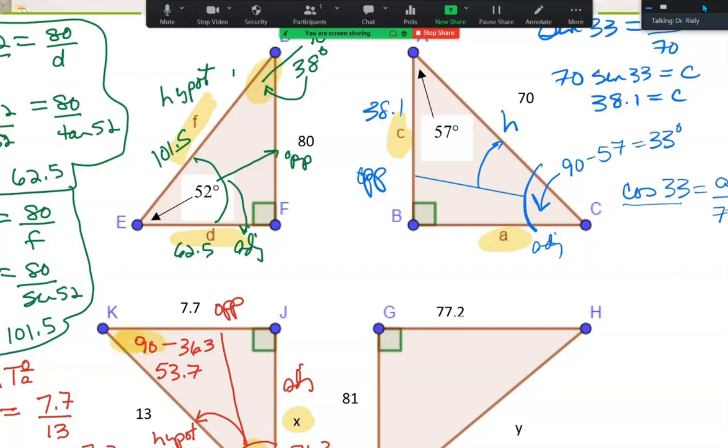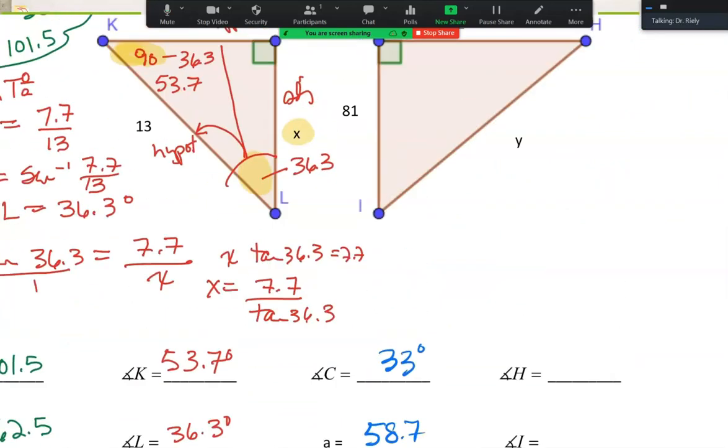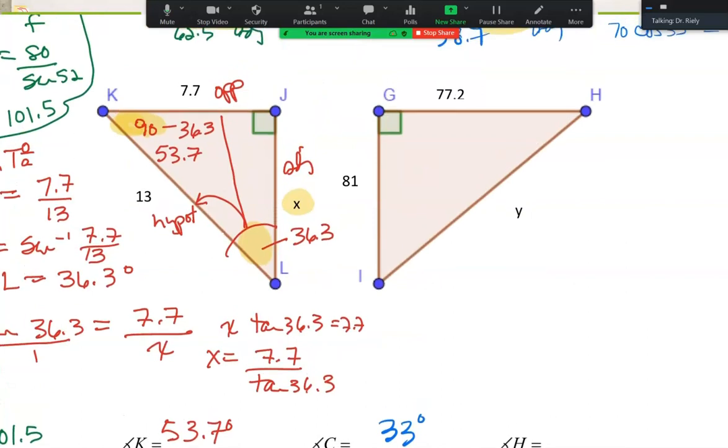Also a one-step problem. So 70 times the cosine of 33 will equal 58.7. Down here, 58.7. Okay, one more triangle.